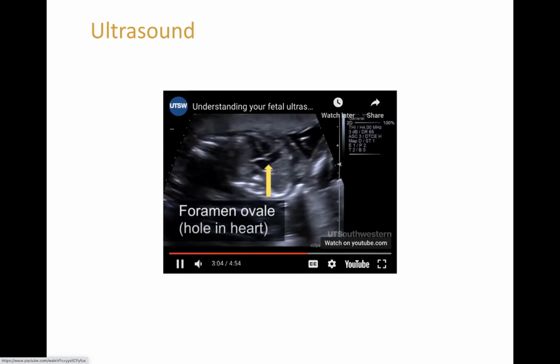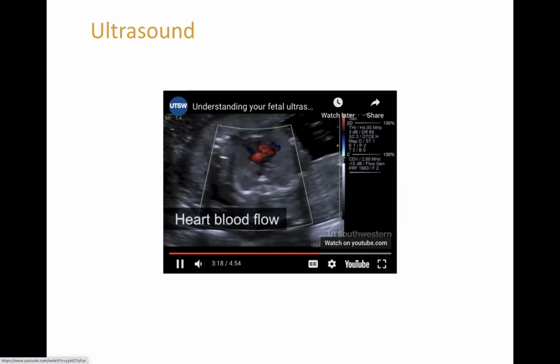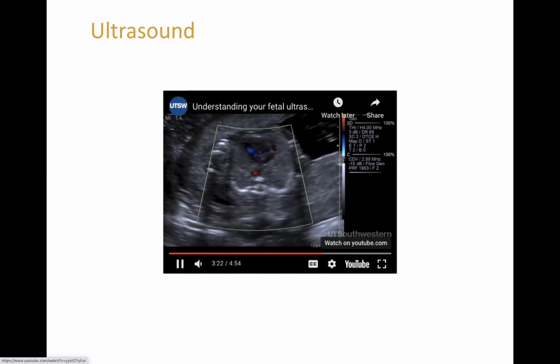It allows oxygenated blood to take a shortcut from the right side of the heart to the left side and bypass the lungs since oxygen is being provided through the umbilical cord. That hole will close after a baby is born. These colors represent blood flow in the heart and help us to see that both sides of the heart have developed normally and are being filled with blood.